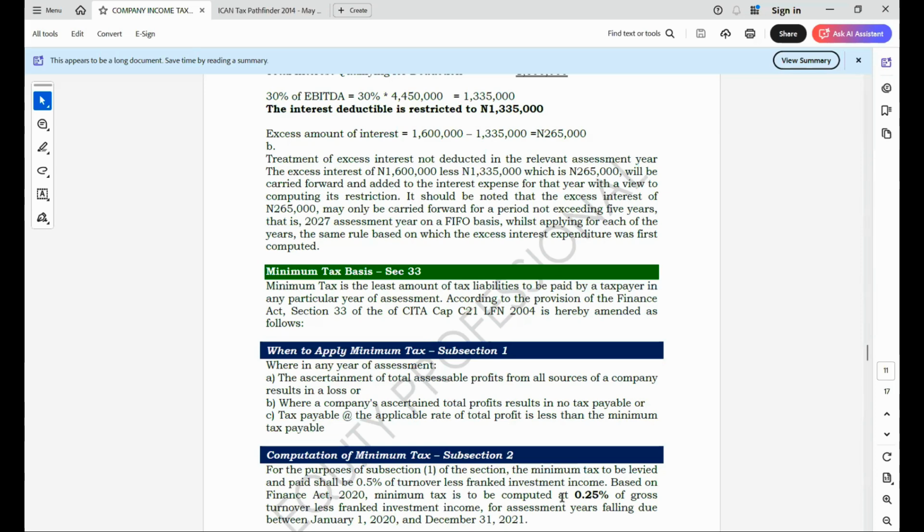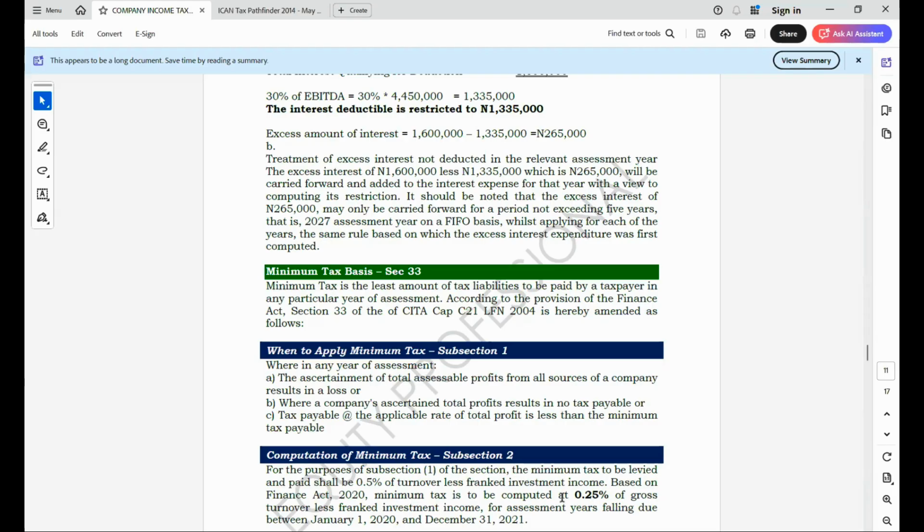The totality of all taxable income from all sources is the gross turnover, and the rate is 0.5%. Please, this is 0.5%, not 5%. It is 0.5 divided by 100, multiplied by gross turnover minus franked investment income. So that gives you the minimum tax amount.